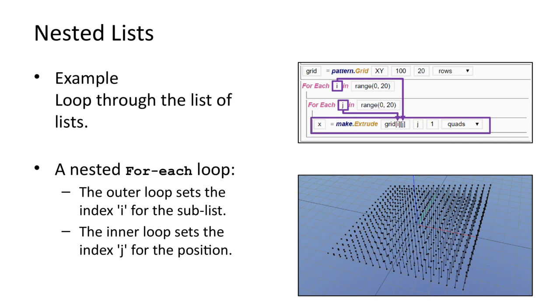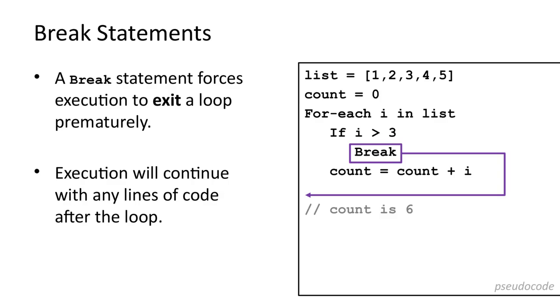Next, let's have a look at how you can use break and continue statements in your loops. A break statement allows you to exit a loop prematurely. Break statements can be used in both for each loops and while loops. In both cases it does the same thing. It forces execution to exit the loop and continue with any code below the loop.